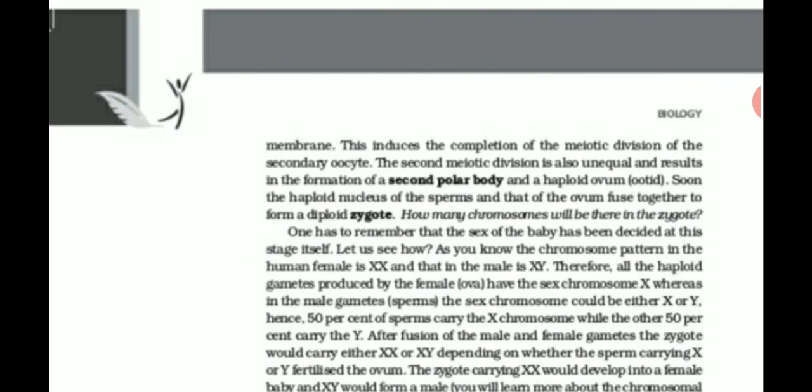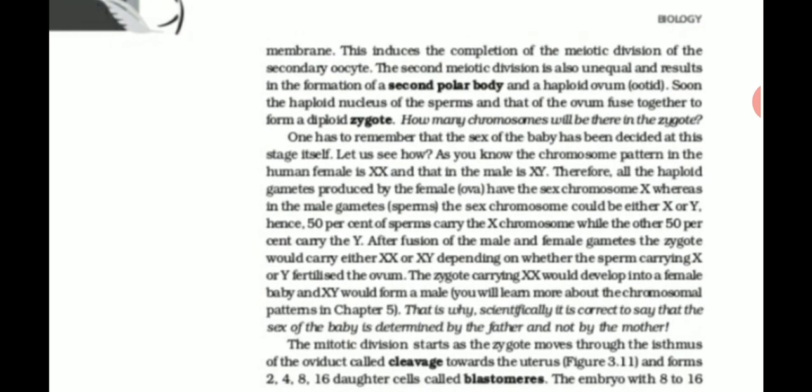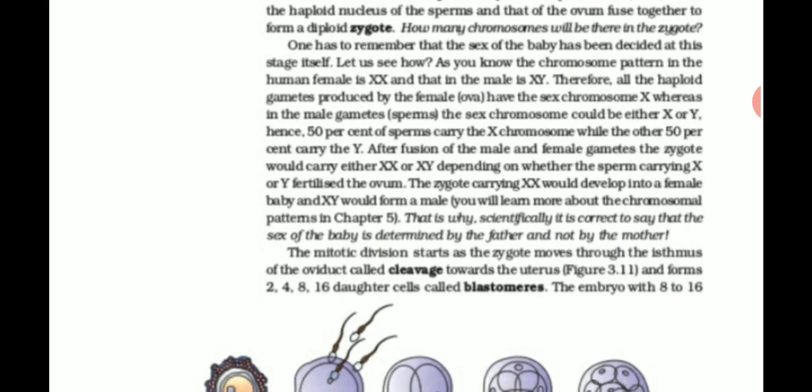Half the number of chromosomes are present in the male gamete and half the number of chromosomes are present in the female gamete. So both gametes are haploid. When they fuse together, it will become diploid, meaning the number of chromosomes will just double. How many chromosomes will there be in the zygote? Just double. One has to remember that the sex of the baby is decided at this stage itself. Let us see how, as you know, the chromosome pattern in the human female is XX and the male is XY.